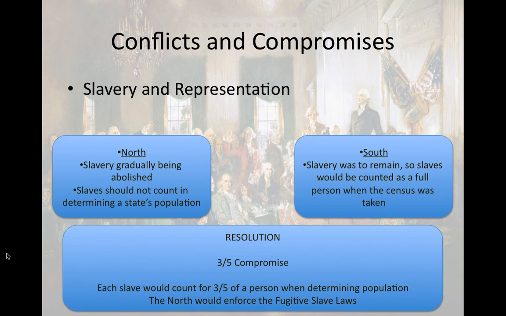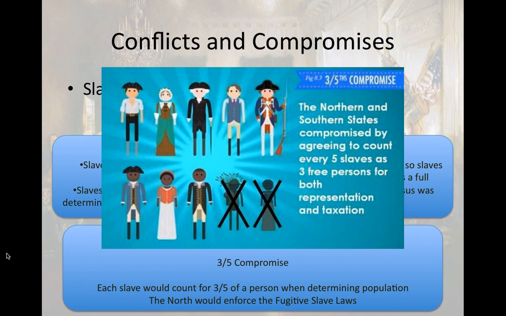Now, to give the South something back, because the North wasn't allowing them to count slaves as one whole person, the North would promise to enforce fugitive slave laws, which said that if a slave escaped from the South, the North would help get him back. So essentially it was like this: for every 5 people in the population, 3 slaves you would be able to count 5 slaves for 3 people.